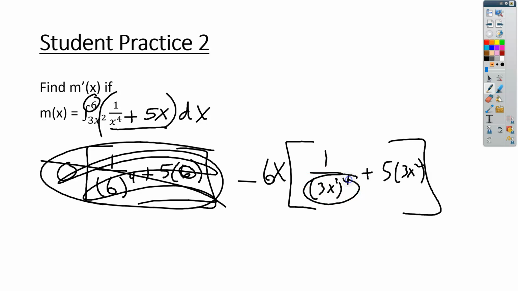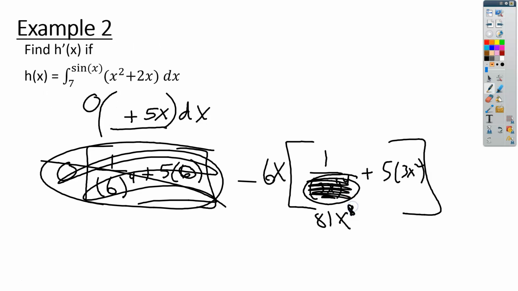So first thing we would do is this. What's that going to give me? 81x to the 8. Oh, it's 6x. No, we're raising this to the 4th power. So 3 to the 4th power is 81, and then x squared to the 4th power is x to the 8. Wait, isn't it to the 8? Yeah, that's what I said. Sorry.